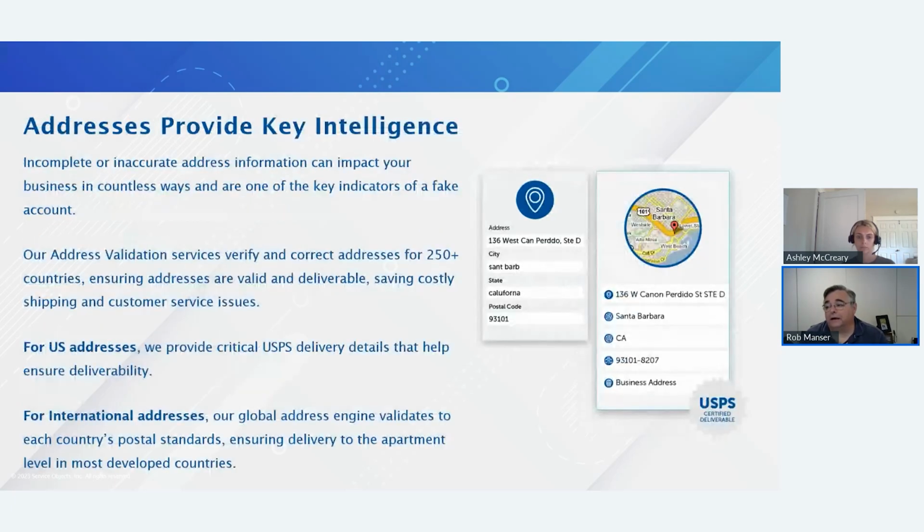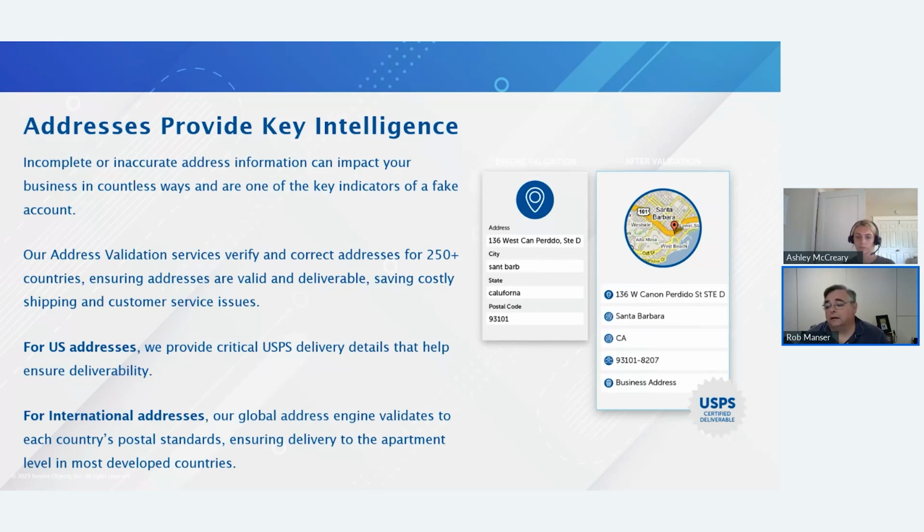The next one is address. And address provides key intelligence. Incomplete and incorrect addresses are going to impact your business in countless ways, including fraud. Clearly, if you're delivering a service or a product, you need a good address. So that's for the legitimate customer.